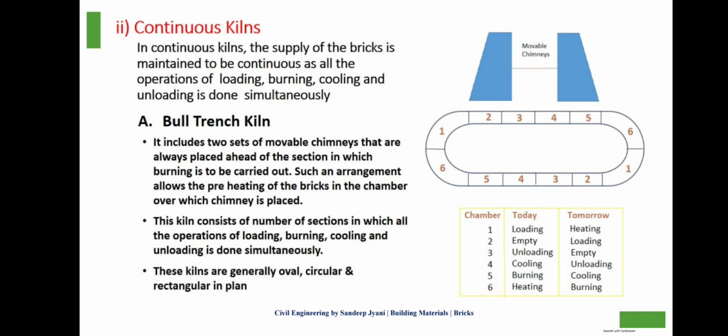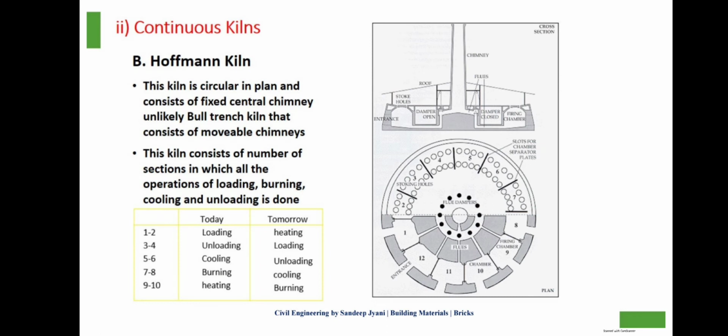Bull's trench kiln. It includes two sets of movable chimneys that are always placed ahead of the section in which burning is to be carried out. Such an arrangement allows the preheating of the bricks in the chamber over which the chimney is placed. Second, this kiln consists of a number of sections in which all the operations of loading, burning, cooling, and unloading are done simultaneously. These kilns are generally oval, circular, and rectangular in plan.